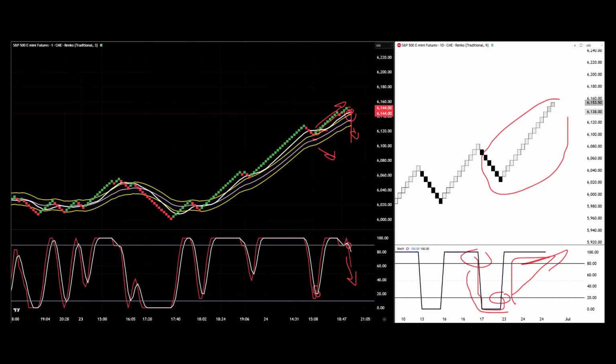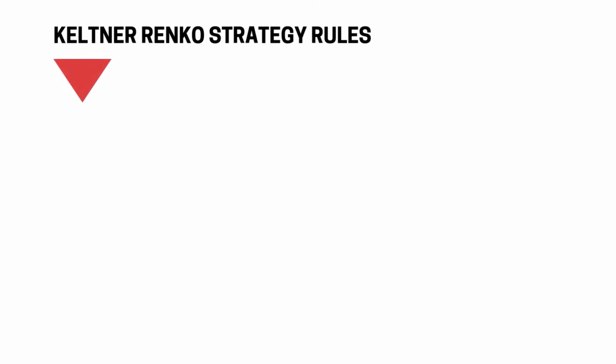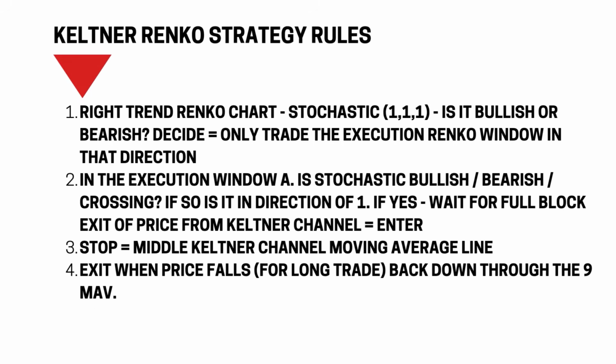I'll just summarize the rules again now for you. So remember, right chart first, the trend filter, stochastic 111: is it bullish or bearish? You decide quite simply through it moving up through the 20 mark on the stochastic, the oversold line, and then until it goes back down through the 80, it remains bullish. Vice versa for bearish, and you only trade the execution Renko window in that direction.